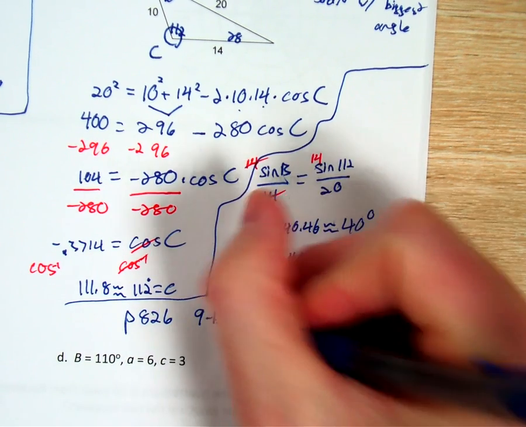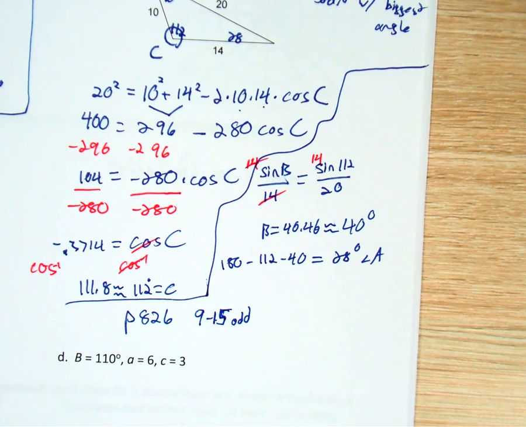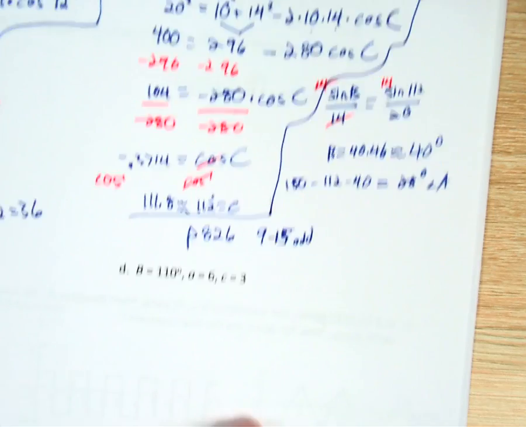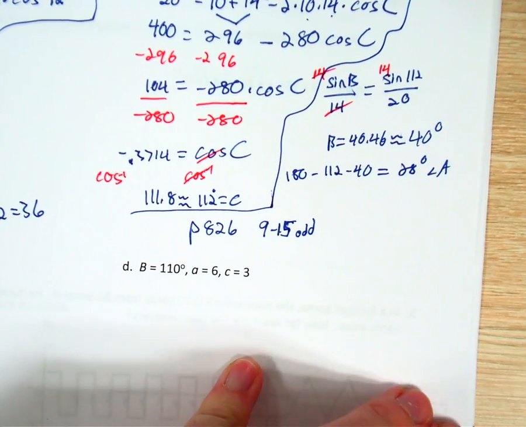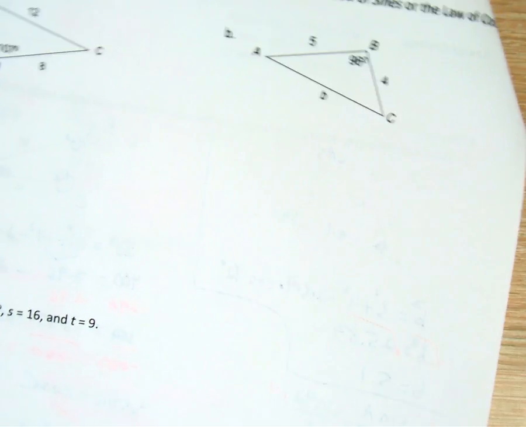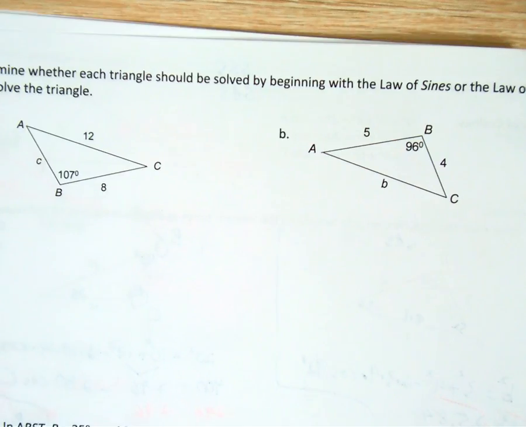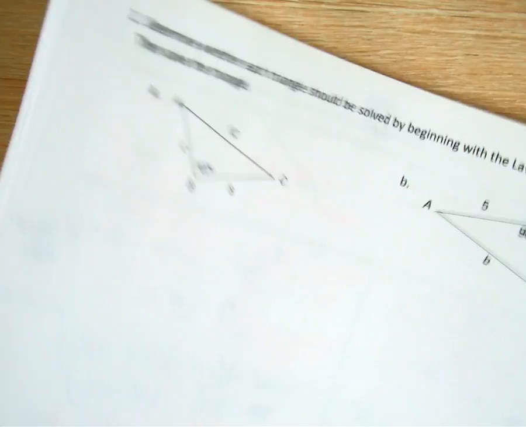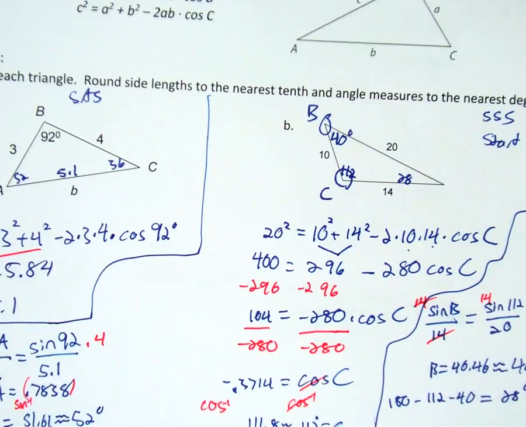9 to 15 odds. So that's 9, 11, 13, 15. That's 4 problems, okay? And then tomorrow we might look at one of these down here, and then we're going to move on to the back page of deciding whether we need to use law of sines or law of cosines. All right? There you guys go. Let me know if you have any questions.